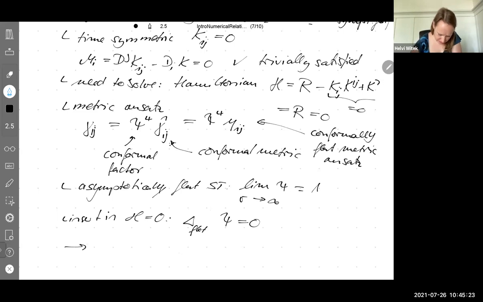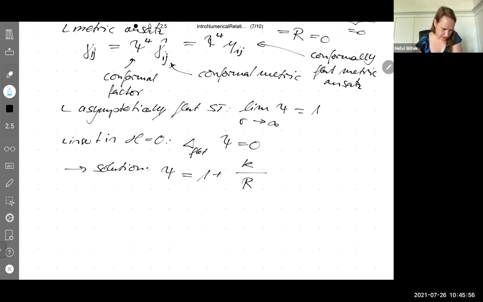So the solution that we can find is that the conformal factor goes like one plus some constant over the radius, where the constant here just comes from our boundary condition. We know that the Laplace equation can be solved by a one over r type dependence. Now we can identify this constant as follows: M over 2, the mass of our black hole over two. So our conformal factor will become one plus M over 2r.